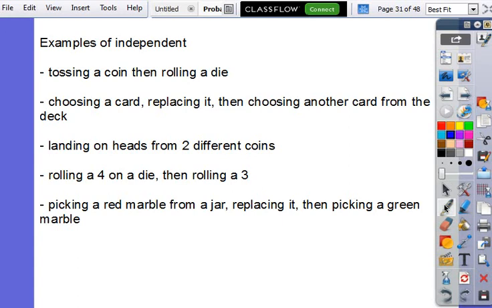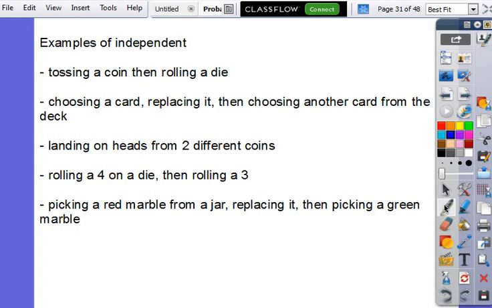Landing on heads from two different coins. The first coin doesn't affect the second coin. Rolling a 4 on one die and then a 3 on another, same deal, it doesn't affect it. The last one: picking a red marble from a jar, replacing it, picking a green marble. Again, the replacing part is important. When we're replacing it, we're basically starting over.